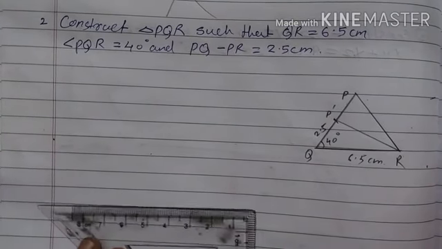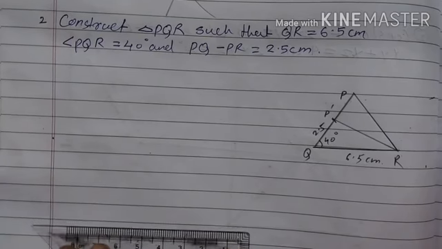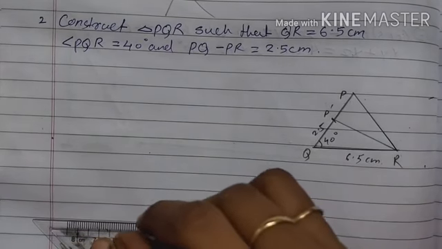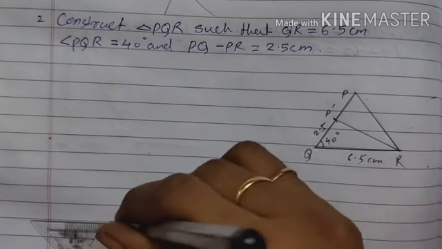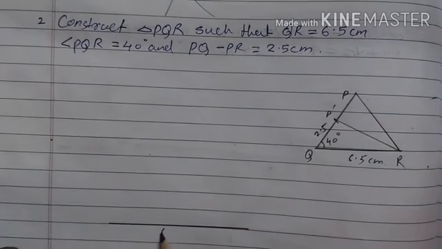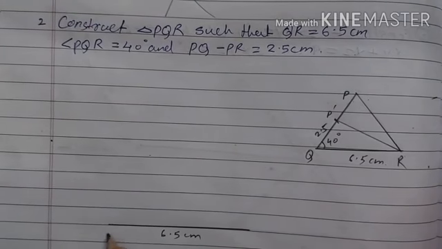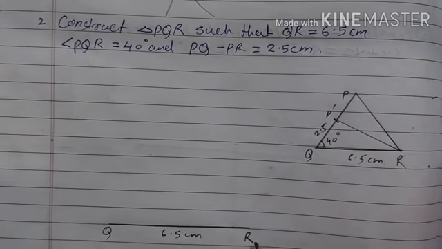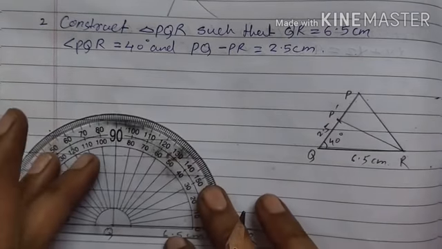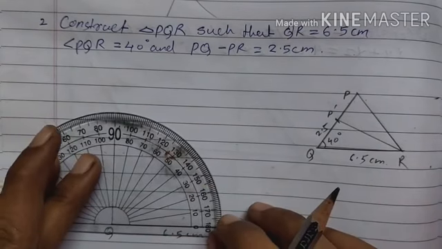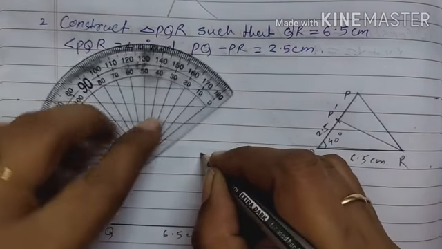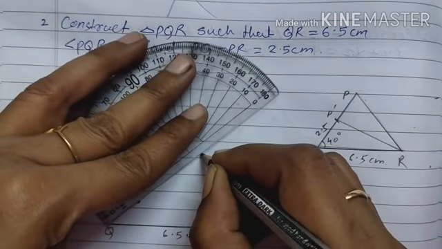Now start fair construction. First of all, draw base QR of 6.5 centimeter with the help of scale. Okay, now take protractor, keep at point Q and mark angle 40 degree. Now draw the ray of angle 40 degree.